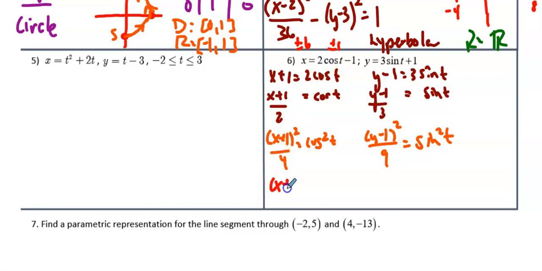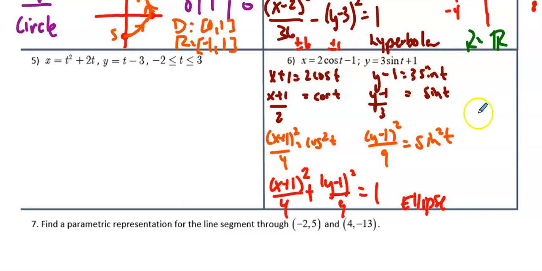If I can say x plus 1 quantity squared over 4 plus y minus 1 quantity squared over 9, that's simply going to be equal to cosine squared plus sine squared. Well, we all know that's going to be 1. And so because now we have a plus here, we're adding x squared and y squared, both positive, then we know that we have an ellipse. Again, we're not restricted here. And usually for these conic sections, we're really not.